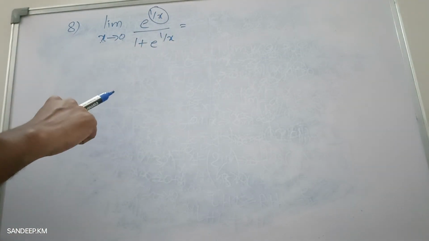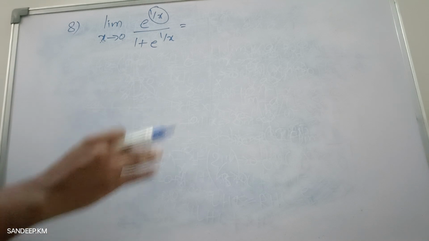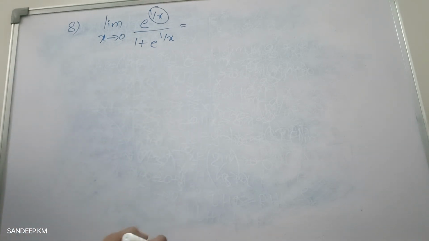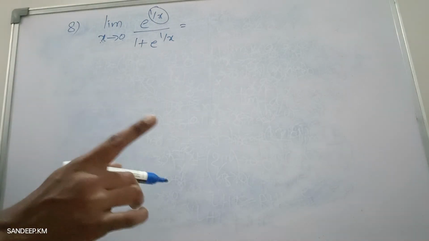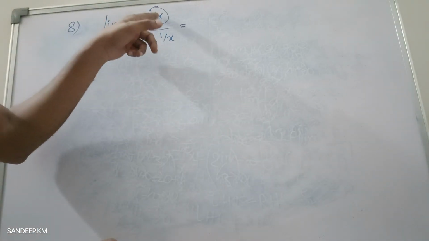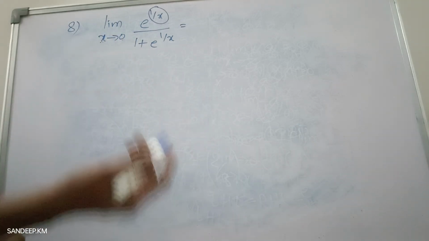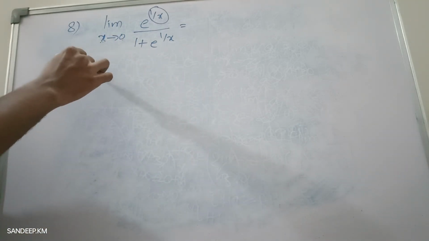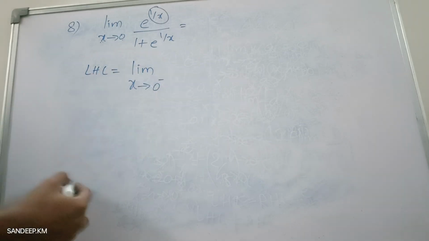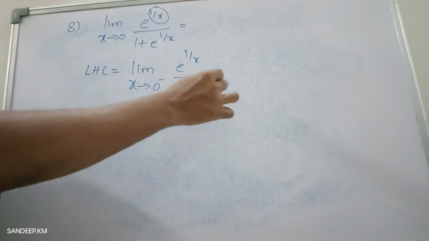It is varying in the LHL and RHL. So we must take LHL and RHL and check whether LHL and RHL are equal or different. Please observe this. Once again I'm saying why we are taking LHL and RHL in this question: because of the presence of 1 by x and since x is approaching 0. So let me take LHL. Limit x approaches 0 minus e power 1 by x divided by 1 plus e power 1 by x.